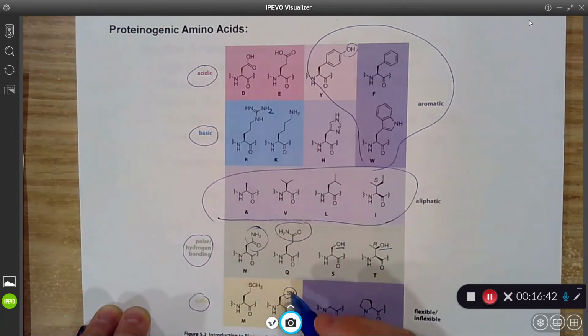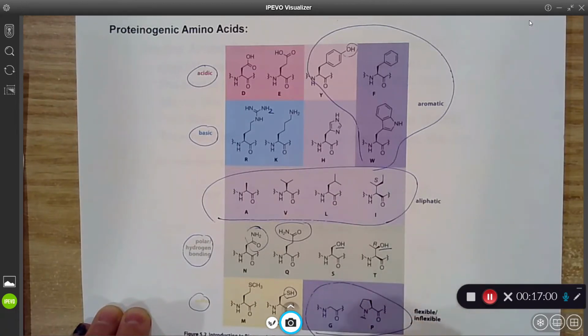Cysteine is actually kind of special. We just learned about its absolute configuration. It's actually R, but cysteine also can participate in polar hydrogen bonding, but as we'll learn too, cysteine is actually a very good nucleophile and can form disulfide bridges, among other things.